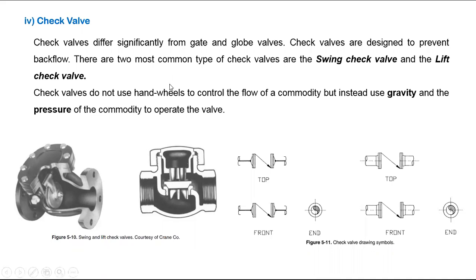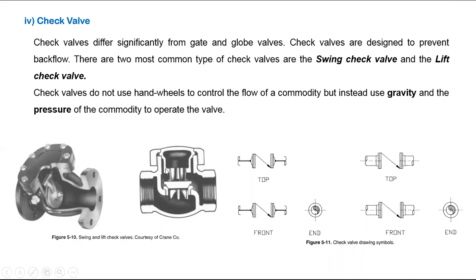In some other situations also we give non-return valves. The two most common types of check valves are the swing type check valve and the lift check valve. So this is called the swing type check valve. Swing type means a flap on a hinge will be there. The flow is coming left to right. The swing will open. It will allow the water to the right side.